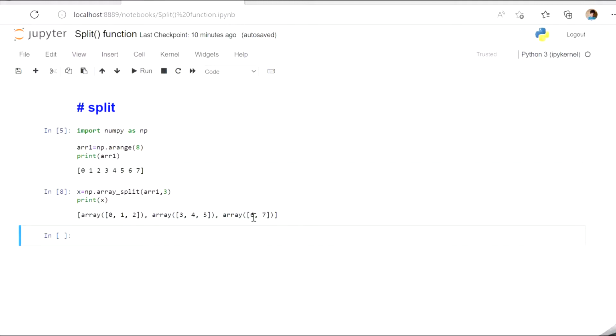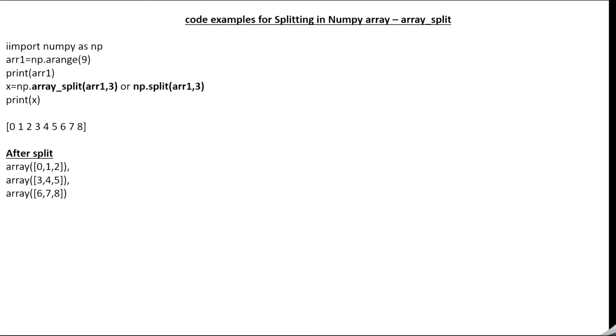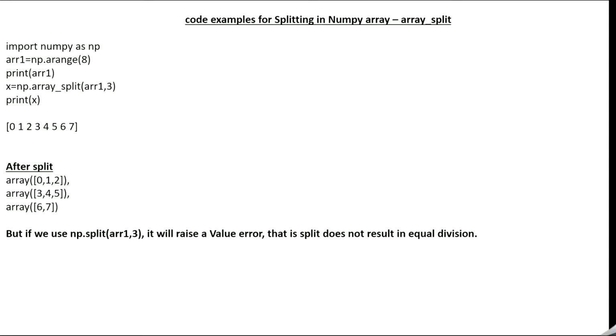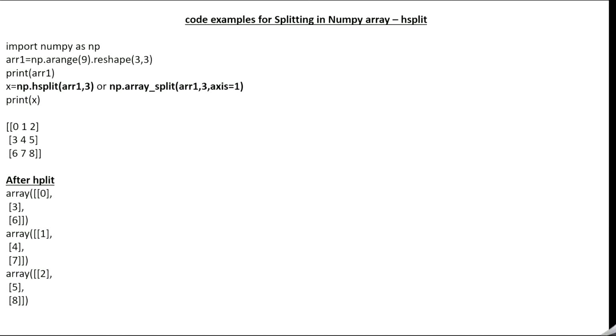So this is the difference, friends. Only split, if it is not an equal division, will raise a value error. Whereas array_split does some internal adjustments and splits the array into 3 different arrays. By default, the axis value for array_split and split is 0. That is the first axis. So here it will raise a value error if the split does not result in equal division.